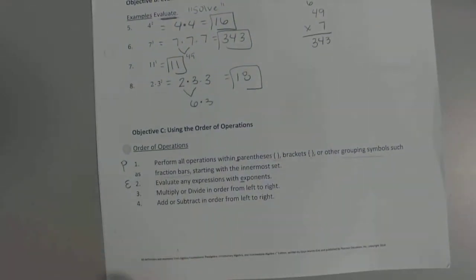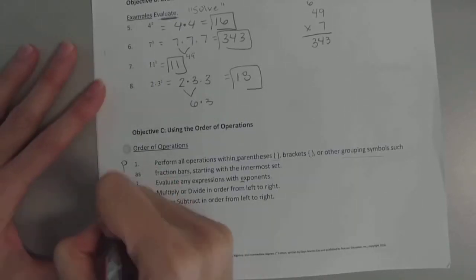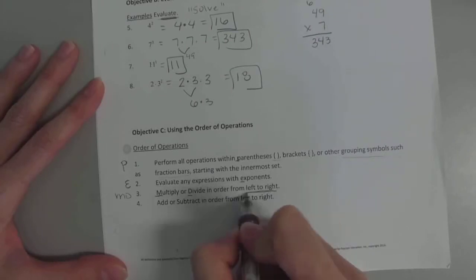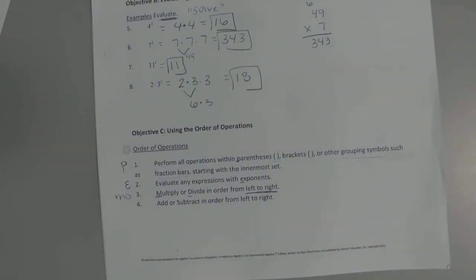Evaluate any expression with exponents second, so that's your E for PEMDAS, all right? Multiplication and division, that's the MD. But notice it's always left to right. So just because M comes first in PEMDAS, multiplication and division are actually tied. So if you see both, you need to move left to right.